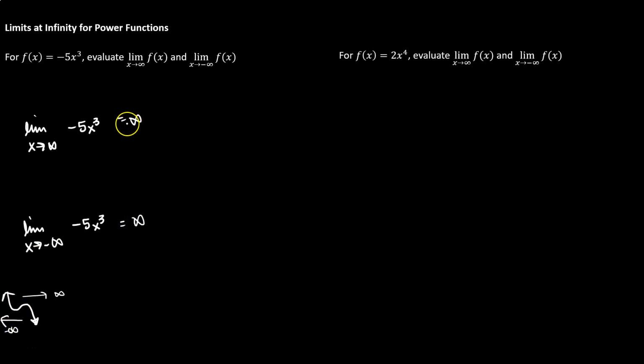Oops, I forgot my negative on that first limit. There we go. Let's write it again. And this agrees with what we just talked about. The function had an odd exponent. The degree was odd, which means that the end behavior should be opposite.